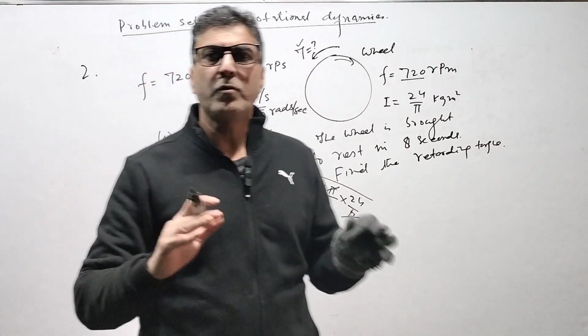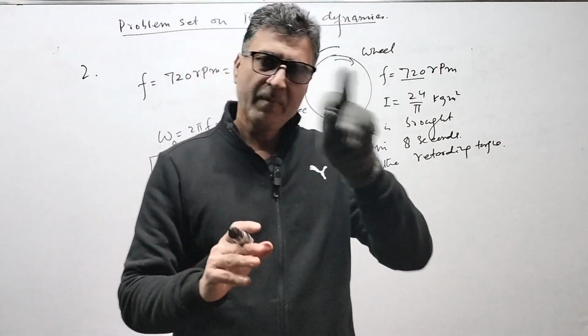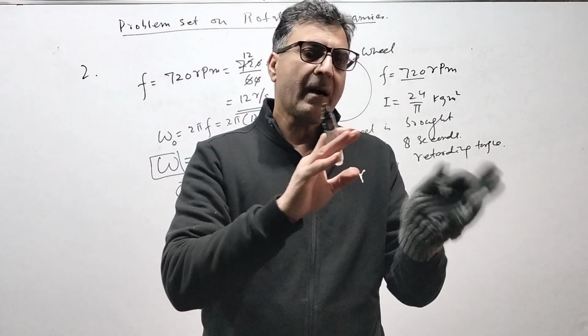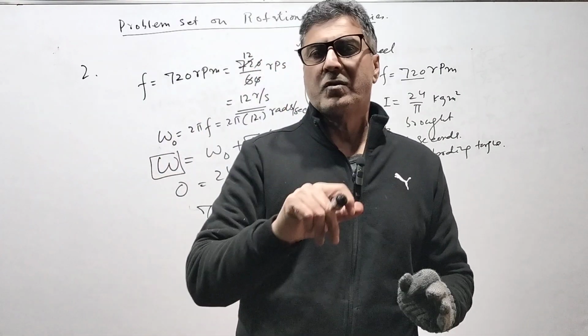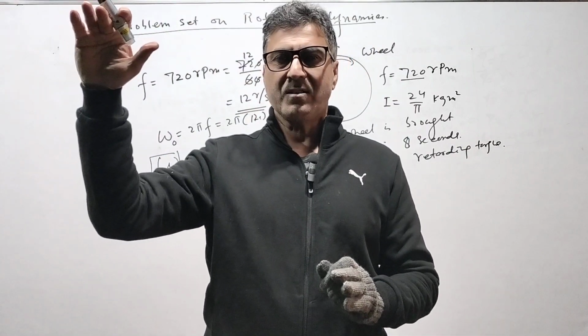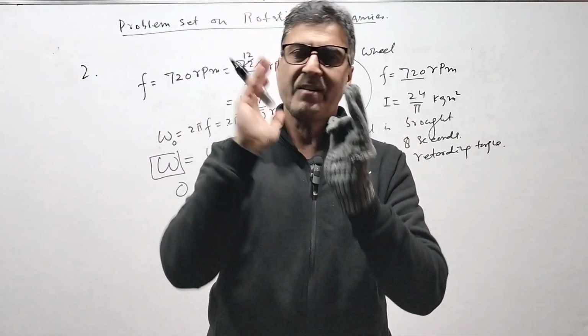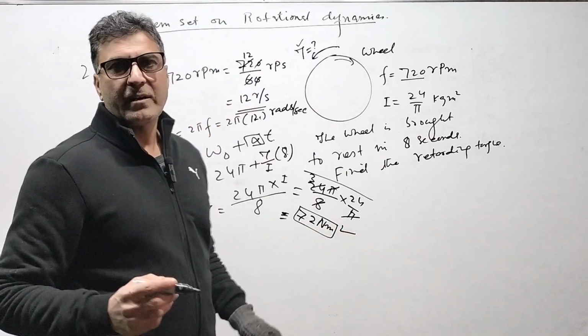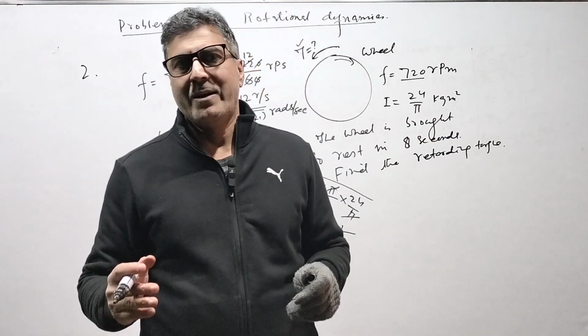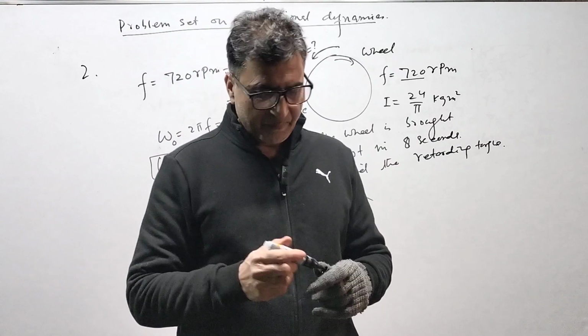So 72 Newton meter torque you had to apply to the wheel, so that it comes to rest in 8 seconds. It was already rotating with an angular velocity. You applied reverse torque, and it retards and finally stops in 8 seconds. 72 Newton meter torque you had to apply to bring it to rest in 8 seconds.